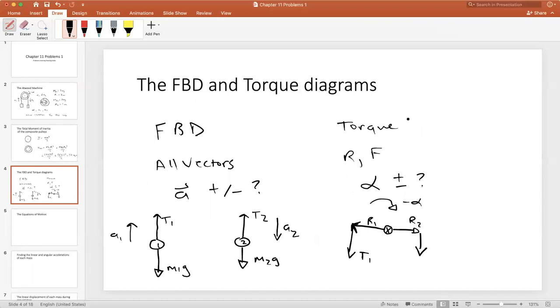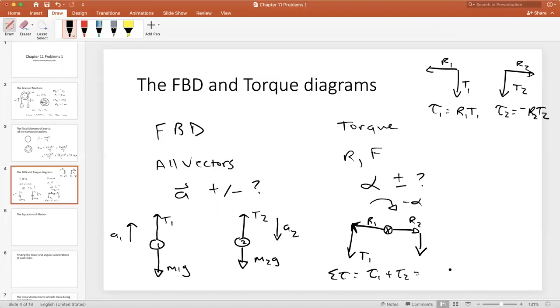This torque, if we draw it, R1, T1, we see that the rotation is through a positive angle of 90 degrees. So this torque, tau 1, is R1 T1. And then for our second torque, if we put the two vectors tail to tail, we notice that R turn to T gives us a negative alpha. So tau 2 is going to be negative R2 T2. So the sum of our torques is just tau 1 plus tau 2, which is R1 T1 minus R2 T2. Just bear that in mind for the next part, okay?